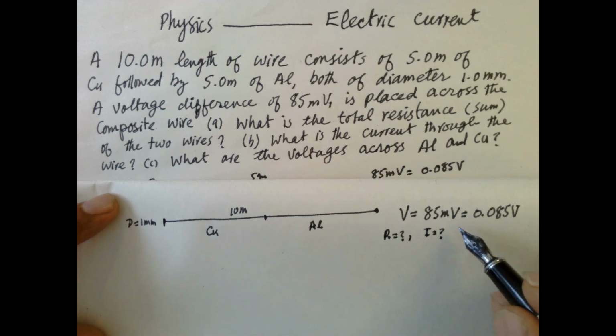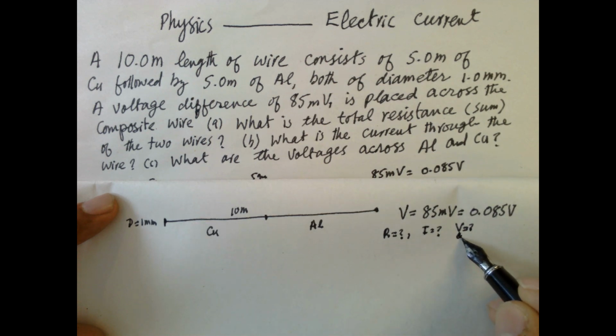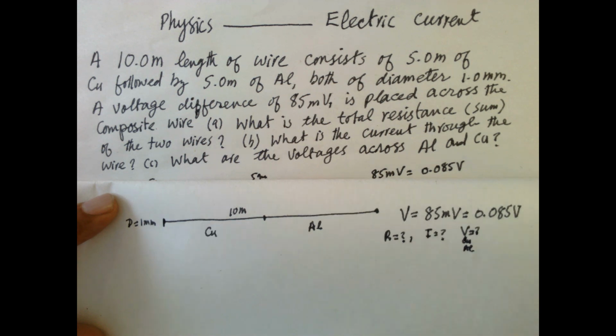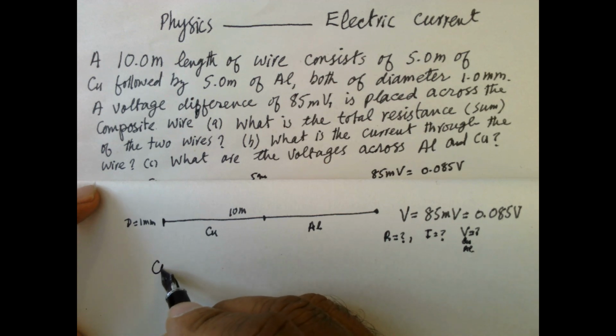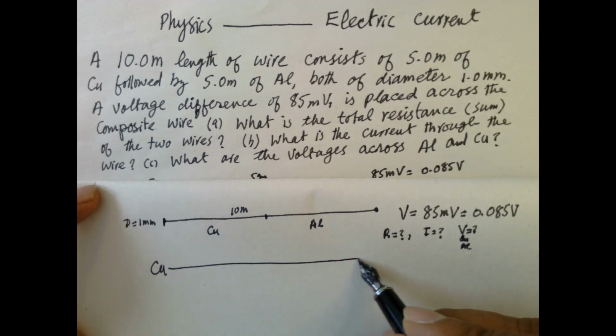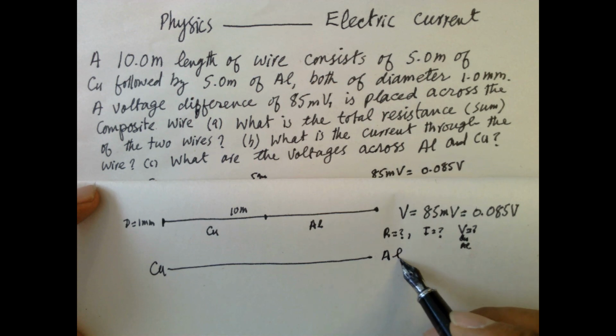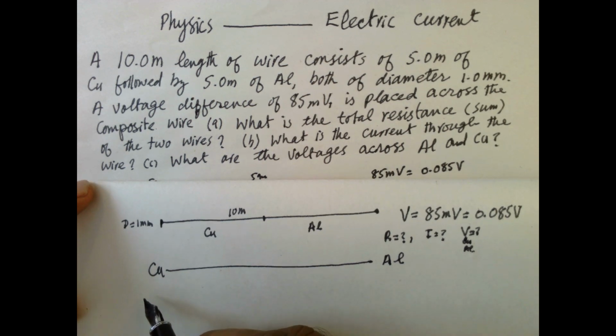And what is the voltage across? So voltage across we have to find, across copper and aluminium. So there are two things. One is copper. Another one is aluminium. So resistance we have to find.